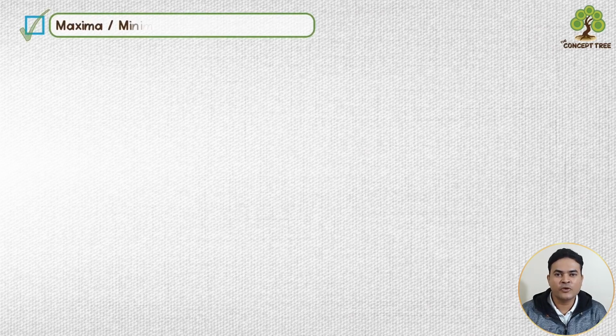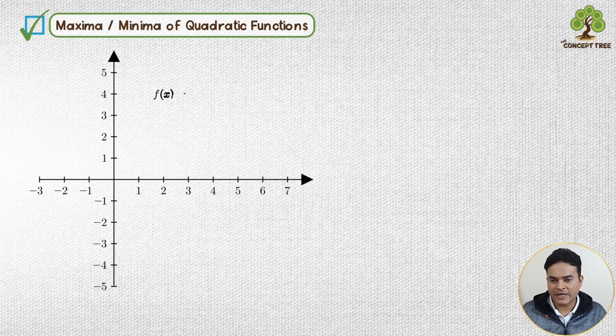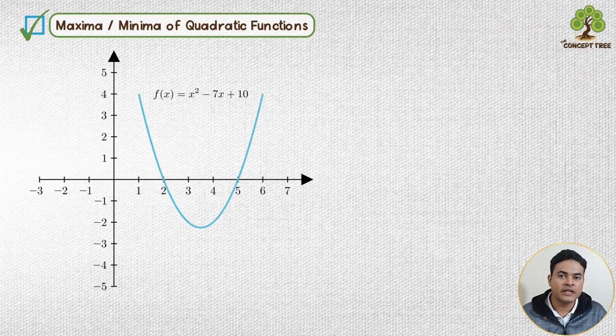In this part, we are going to learn how to calculate maximum or minimum values of quadratic equations. Let us see the first example. x square minus 7x plus 10. If we draw the graph, it cuts the x-axis at 2 points, x equal to 2 and x equal to 5. We can see that it is an upward parabola because coefficient of x square is greater than 0.